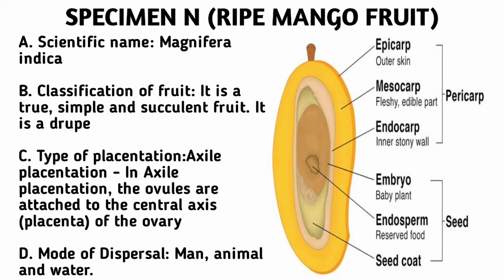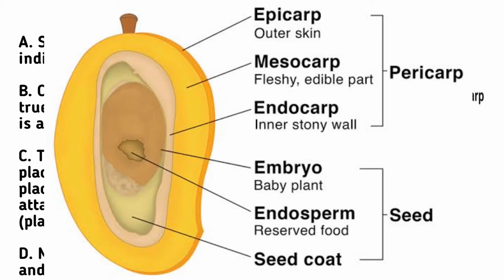Then you could be told to draw a longitudinal section, which is shown on your screen. For a longitudinal section, you have the epicarp, the mesocarp, and the endocarp. Then if you cut deep into the seed, you can see the embryo, the endosperm, and then the seed coat.